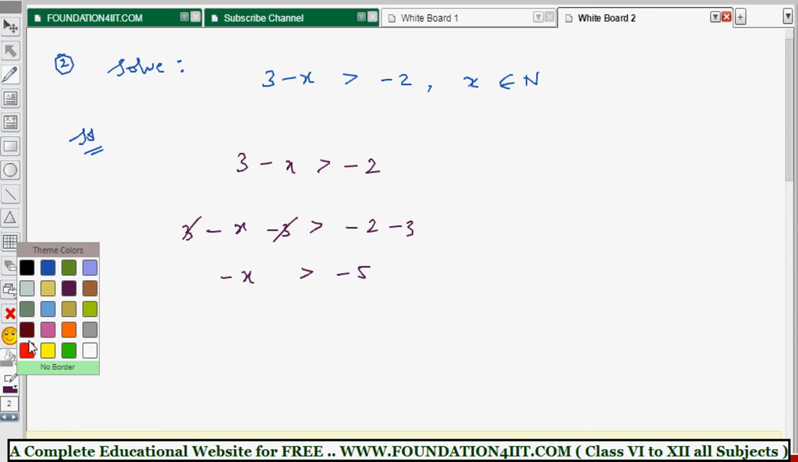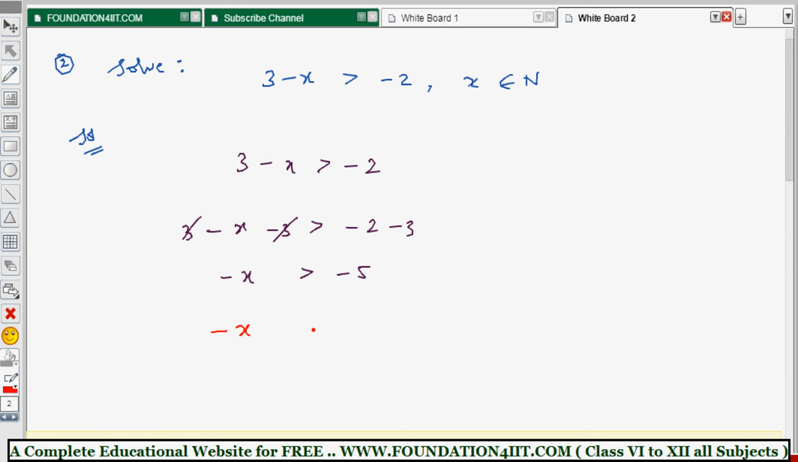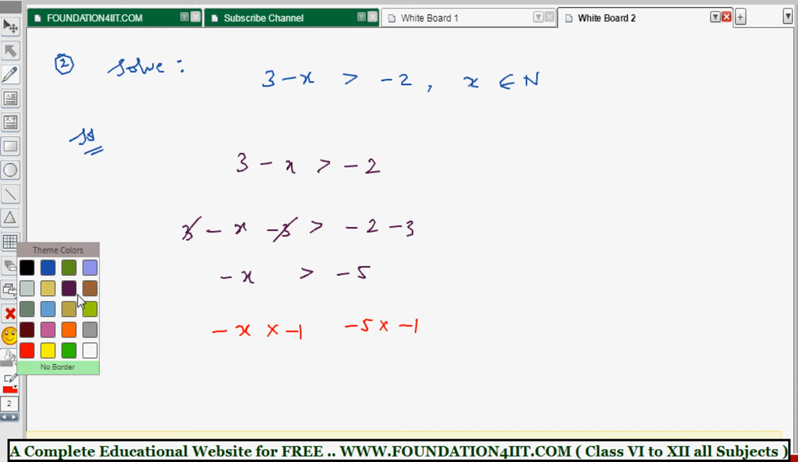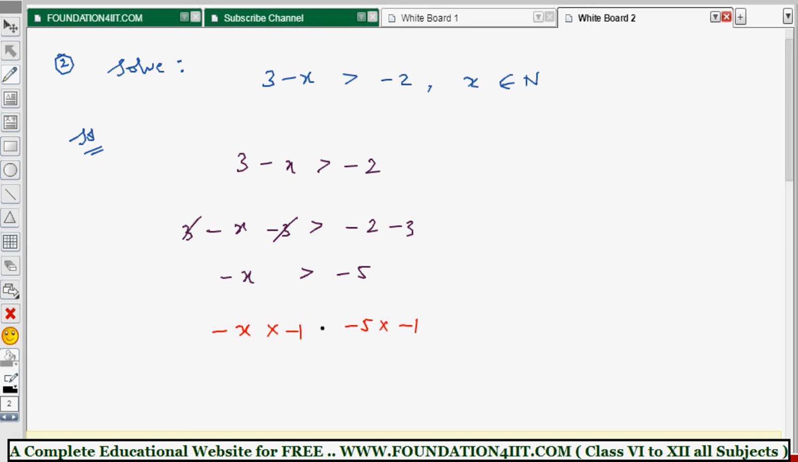According to the multiplication rule, I am multiplying both sides with a negative number. Whenever you multiply with a negative number, you change the sign of the inequality, that is, greater becomes less. This is rule number 4 I explained. So minus x into minus 1 is plus x, less than minus 5 into minus 1 is plus 5. So x is less than 5, and x belongs to natural numbers.